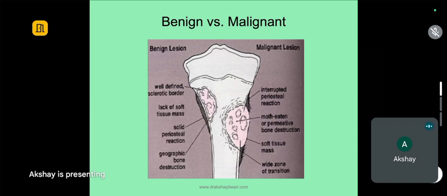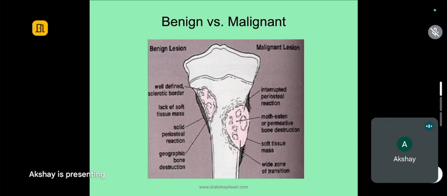Sometimes the tumor will be so aggressive, as if a bomb blast has happened, and there is nothing to see there. So there you see no periosteal reaction, which is even worse, right? So it's not as if you only have to describe what you see; you have to say what you don't see as well.